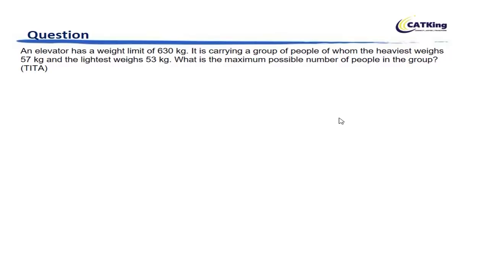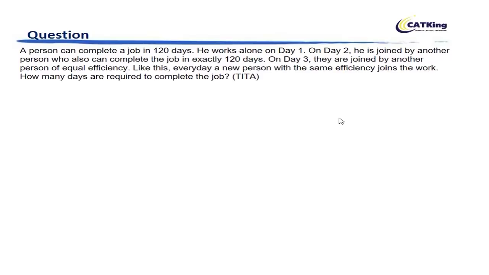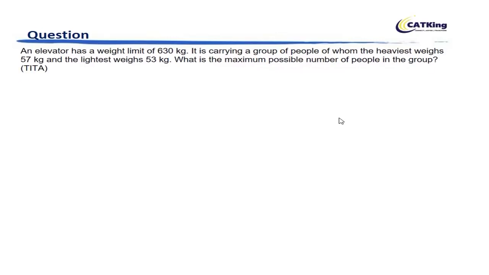Guys, give yourself some time before you actually jump to the solution. Give yourself some time, try solving it. How will you solve this in exam? Okay, an elevator has a weight limit of 630. It is carrying a group of people, from the heaviest, which is 57, to the lightest, which is 53. What is the maximum number of people in the group?